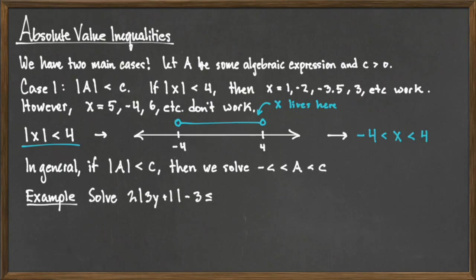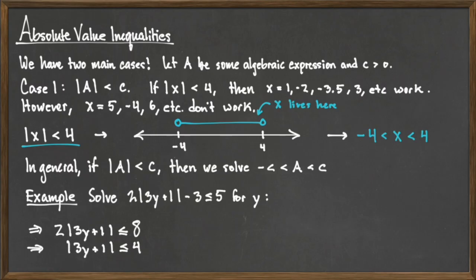For our first example, we'll solve 2 times absolute value of 3y plus 1 minus 3 is less than or equal to 5. First, we need to isolate the absolute value term like we've done in previous examples. By adding a 3 to both sides, we get 2 times absolute value of 3y plus 1 is less than or equal to 8, and then dividing both sides by positive 2 gives absolute value of 3y plus 1 is less than or equal to 4. And now that this is in the prescribed form, we can split this up into the following compound inequality. We'll get -4 is less than or equal to 3y plus 1 is less than or equal to +4.